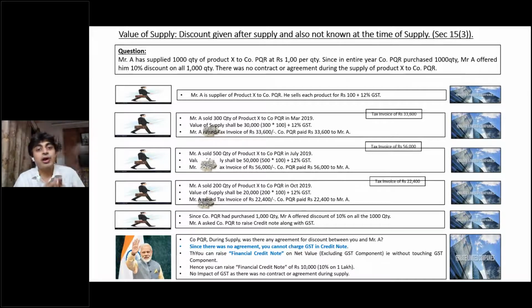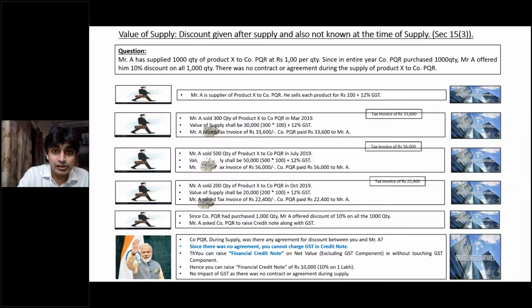Okay, so this is my third nature of discount. Discount is given after supply and also not known at the time of supply. There was no contract, no agreement, nothing. So which credit note will I have to raise? A financial one. There is no need to make three credit notes here, because you are not giving any impact of GST. So this will not come in my GST returns. This will be only in my tally or books of accounts. There won't be any impact of GST. So raise a single credit note.